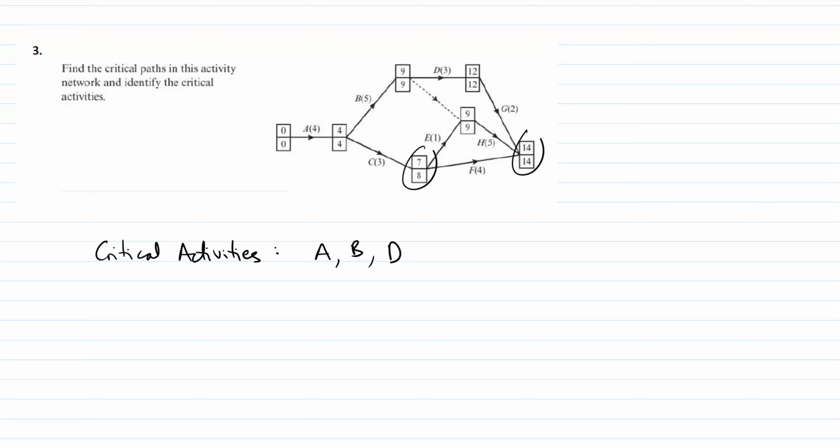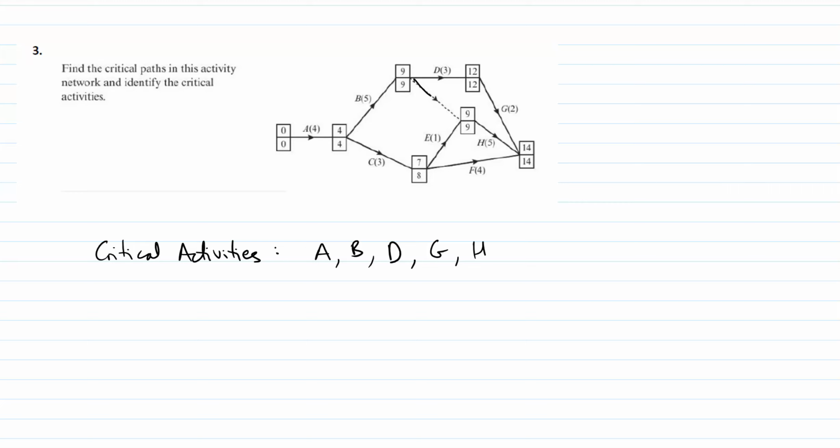F, again, also not critical. These numbers don't match up on the left. So F is not critical. A, B, C, D, E, F, G. Critical, same values here, difference of 2. So G is critical, and H is also critical, because the numbers all match up.